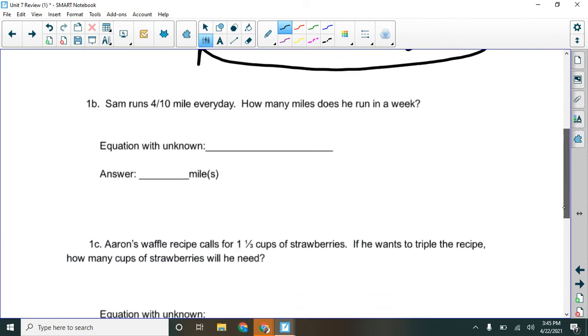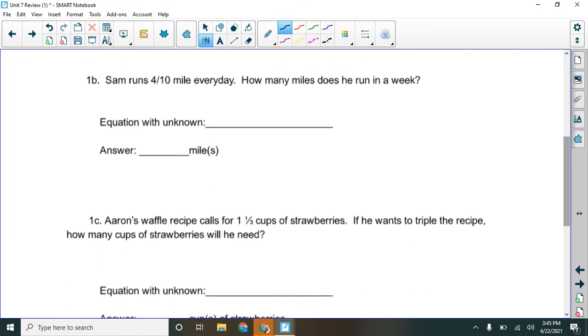Sam runs 4/10 of a mile every day. How many miles does he run in a week? 7 days in a week, right? Let's get the equation with the unknown first. 7 times 4/10. And this time I want you, let's go M here, to give me the answer, but I want you to put it into a mixed number or a whole number. I don't think this one is going to turn out into a whole number. Give me a mixed number as your answer.